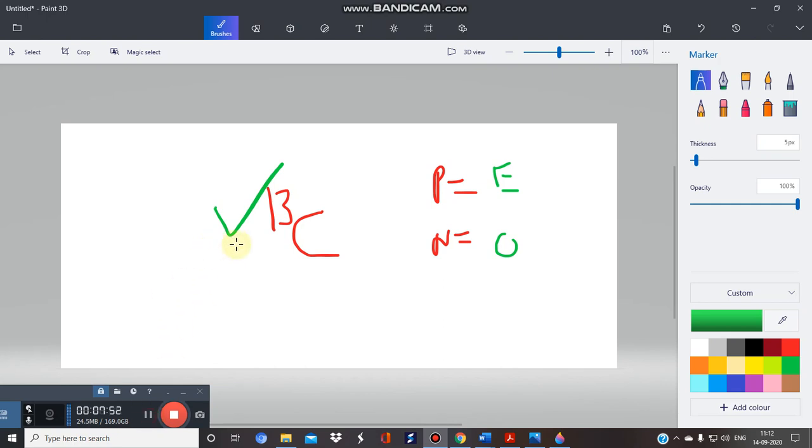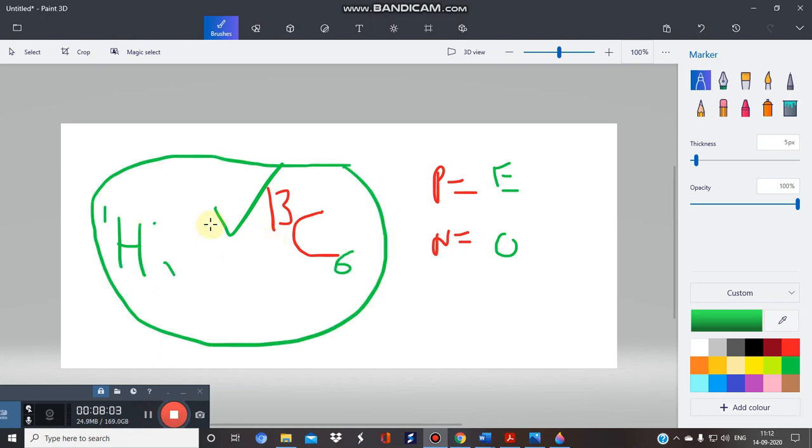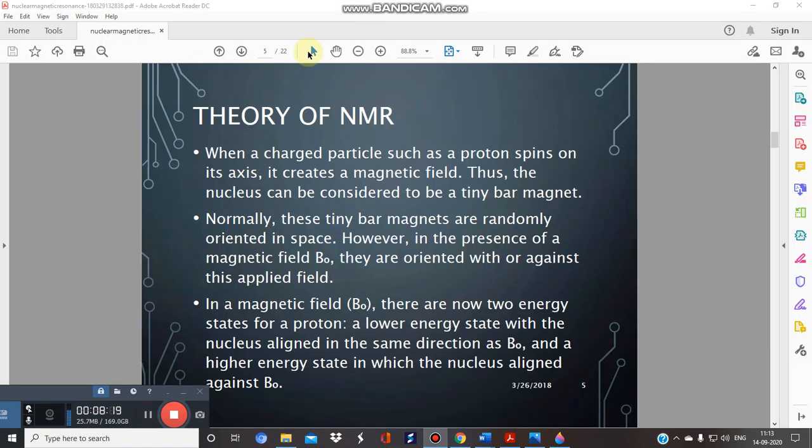So for doing NMR, a particular compound must contain these NMR active atoms, otherwise NMR will not give any results. Generally we do mostly two types of NMR, hydrogen NMR and carbon NMR. These are the two commonly used NMR approaches. So let's focus upon the theory.